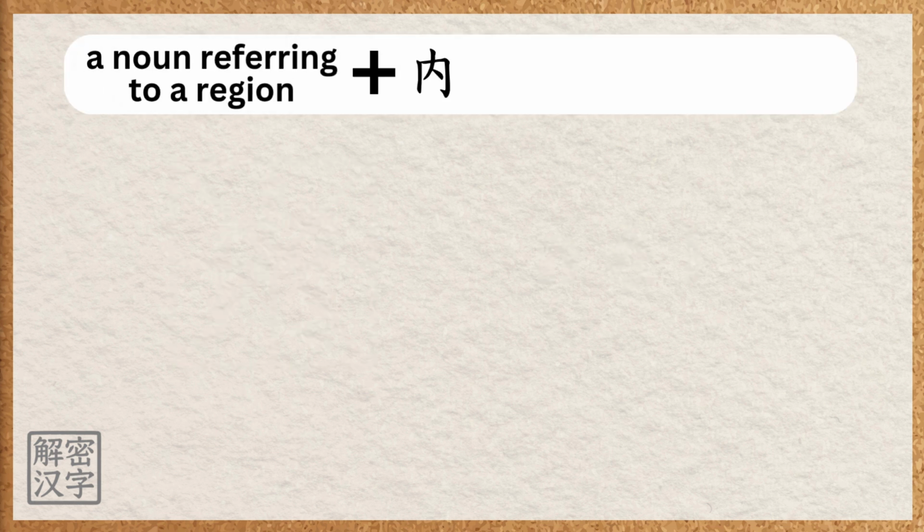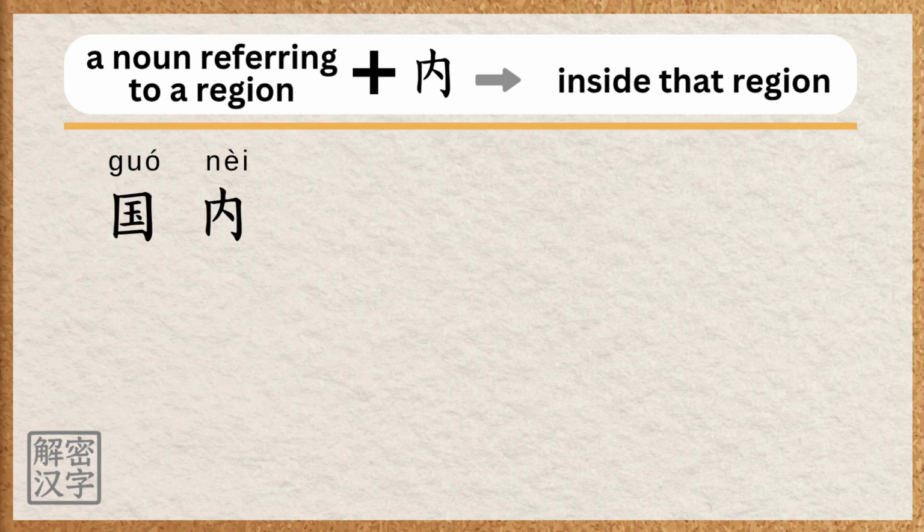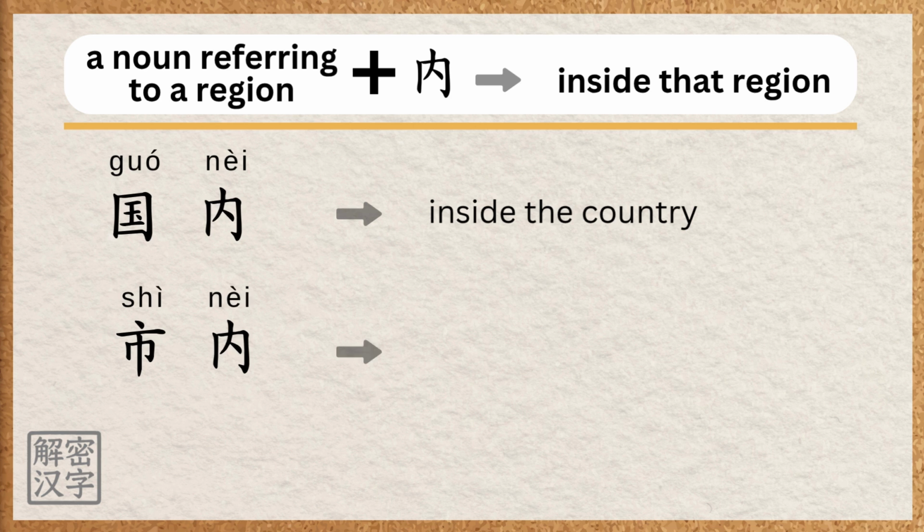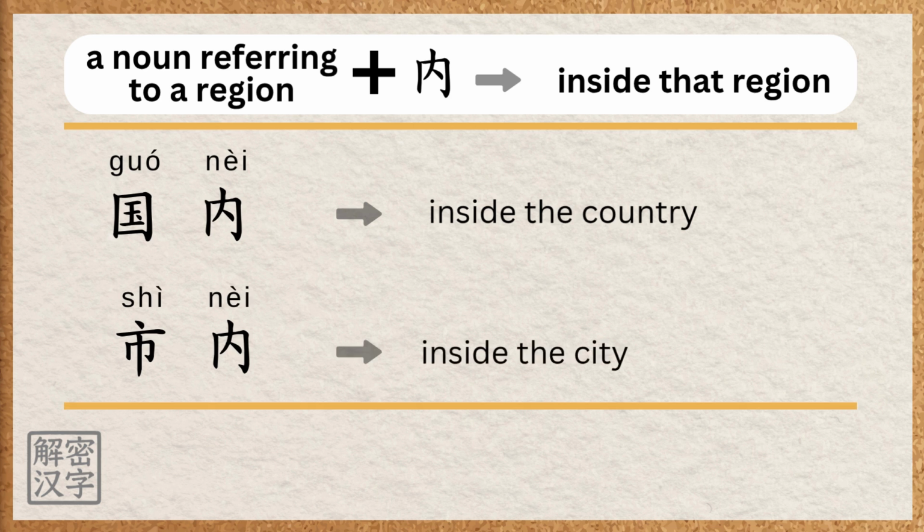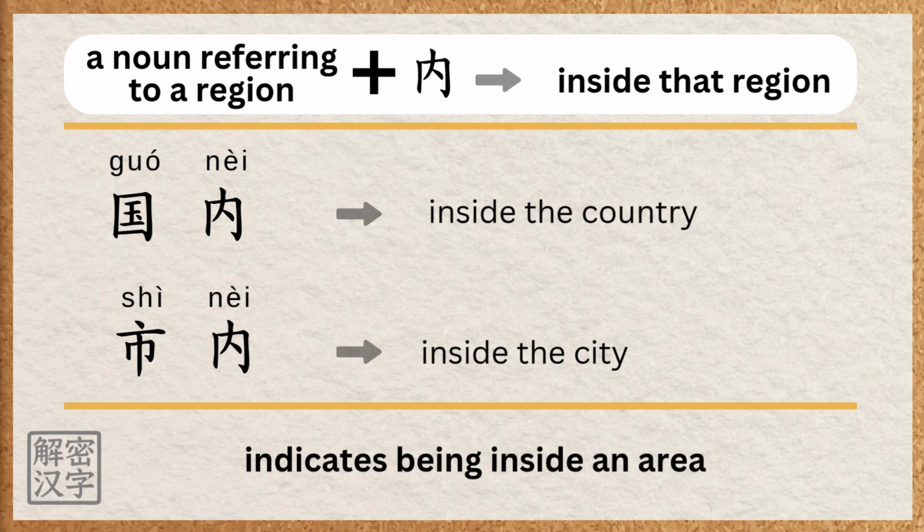When it's added after a noun referring to a region, it means inside that region. For example, 国内 means inside the country. 市内 means inside the city. Here, 内 indicates being inside an area.